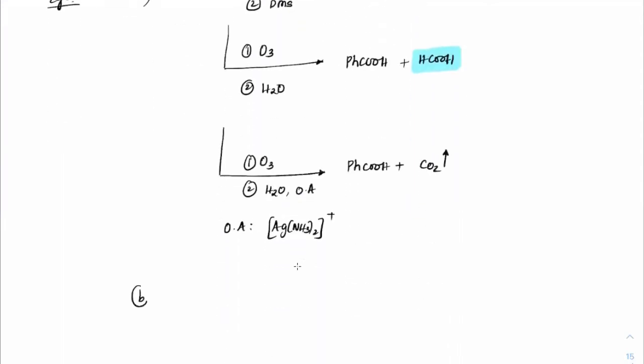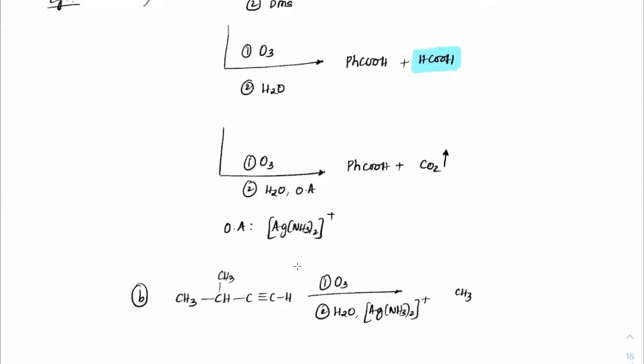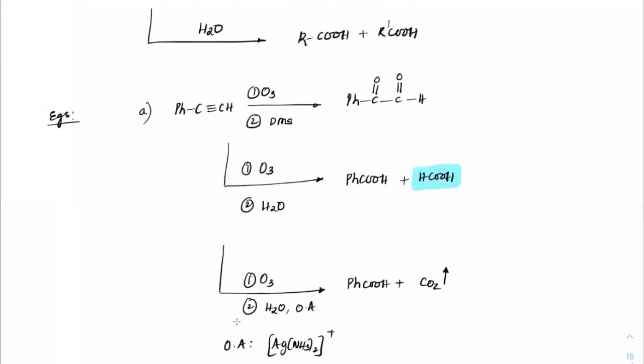Suppose I give you one example: CH3, C, CH3, H, C triple bond CH, and I treat that with first O3, second H2O in the presence of Ag(NH3)2+. What are the products, students? So it will be CH3, C, CH3, H. This will become COOH plus this will end up at carbon dioxide. DMS is the one which will control the nascent oxygen. So the single oxygen which is present, what will this do? CH3SCH3.